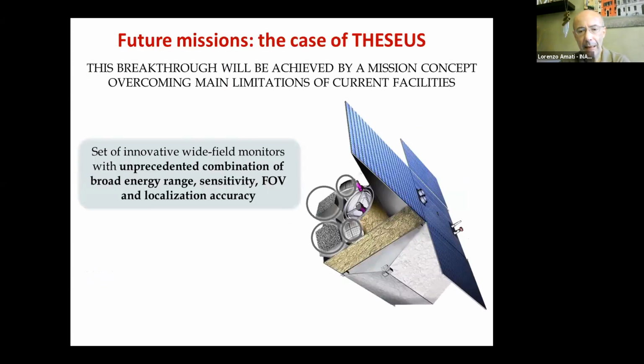So this is the concept of this future gamma ray burst mission. I make the example of THESEUS, Transient High Energy Sky and Early Universe Surveyor. This is an acronym, a European mission that has been studied by the European Space Agency, led by Italy. So I use this case, but this is the same concept that is adopted by all the other groups in the USA, in Japan, and so on.